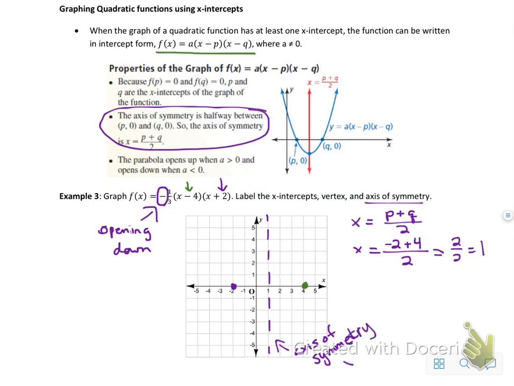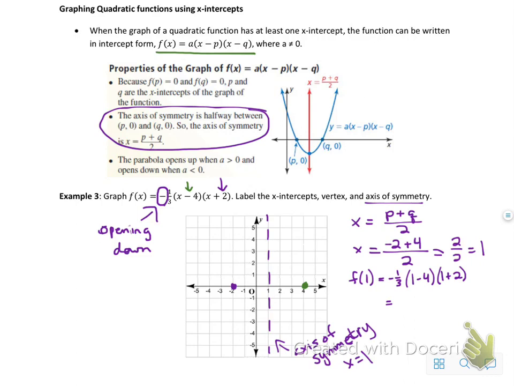X equals 1. Well, then we still need to find the actual vertex. In order to find that vertex, we have to plug in 1 into our equation. So we're finding f of 1. Instead of f of x, x is 1. So plug in a 1. And we have negative 1/3 times 1 minus 4 times 1 plus 2.